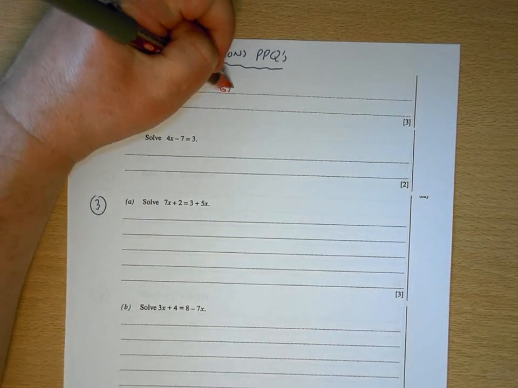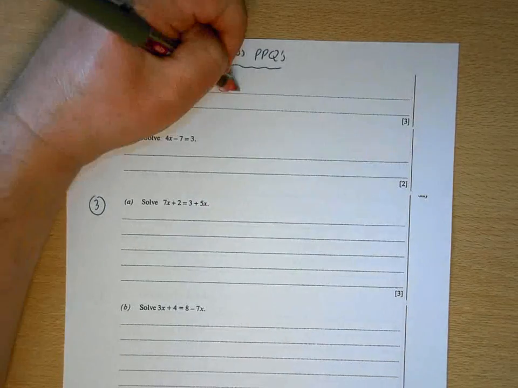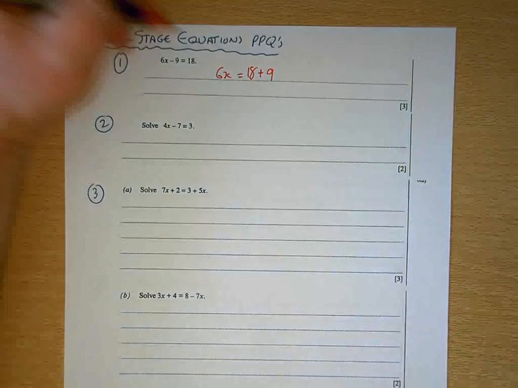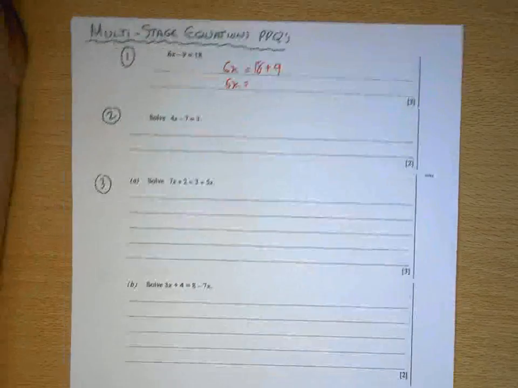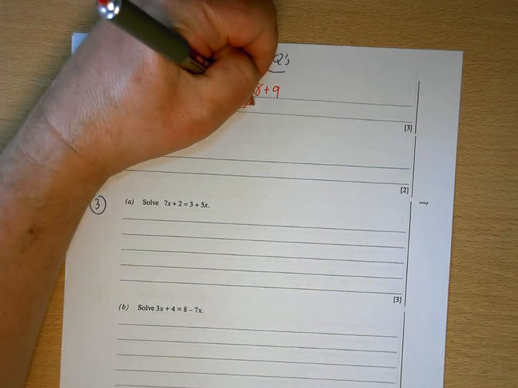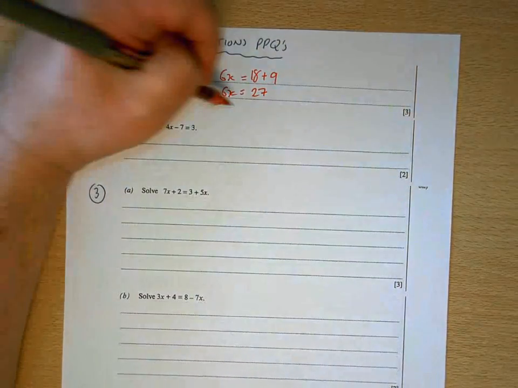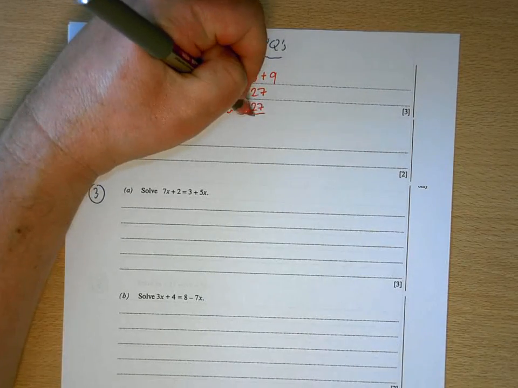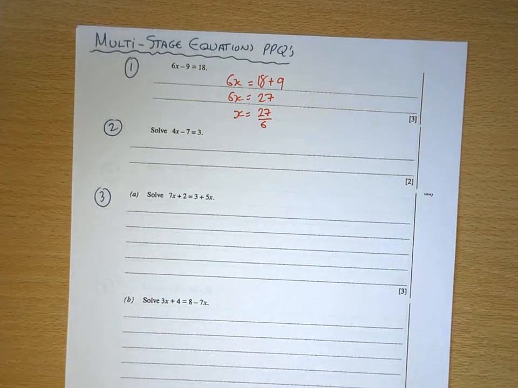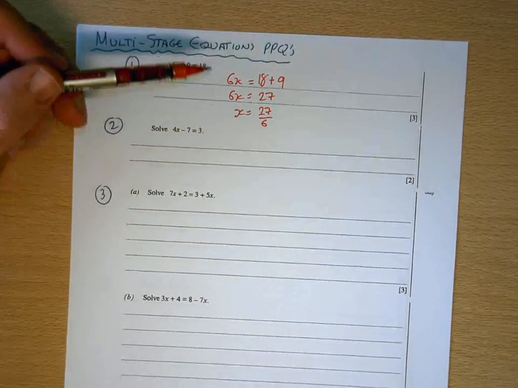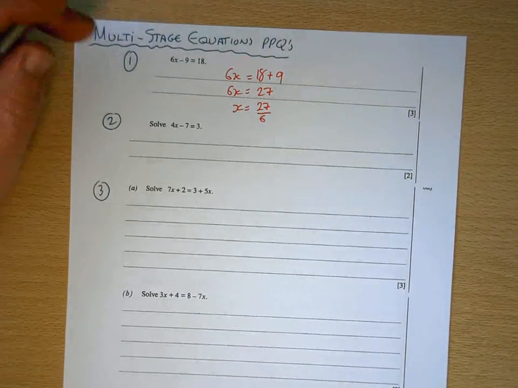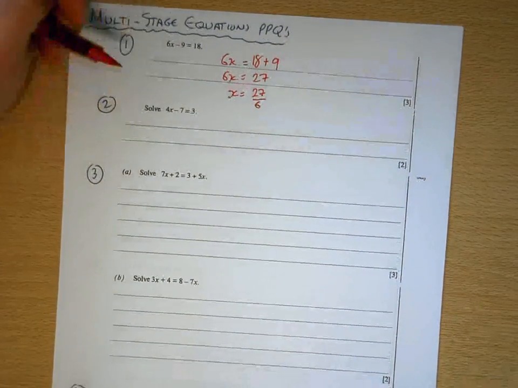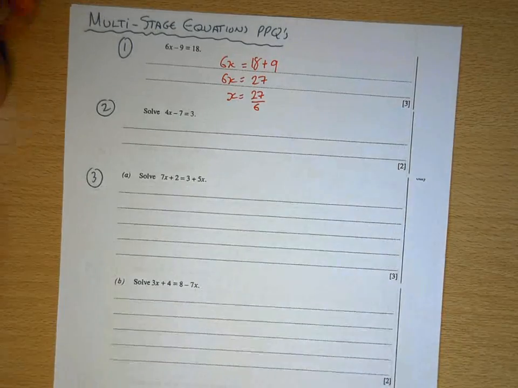So once I've added 9, I get 6x on its own on the left hand side equals 18 add 9 on the right hand side. I can work out what 18 add 9 is, 27. So then I get rid of the times 6 by dividing by 6. That doesn't go in exactly and does simplify, but you can leave it like that and you'll get full marks. So let's take a look at the rest of these. The method is pretty much the same.